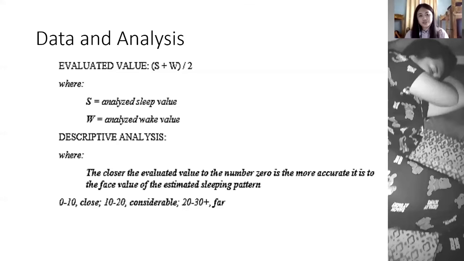For descriptive analysis, we categorize it into 3 parts. 0 to 10 means close, 10 to 20 considerable, and 20 to 30 plus is far. This is based on the formulated statement that says, the closer the evaluated value to the number 0, the more accurate it is to the face value of the estimated sleeping pattern.